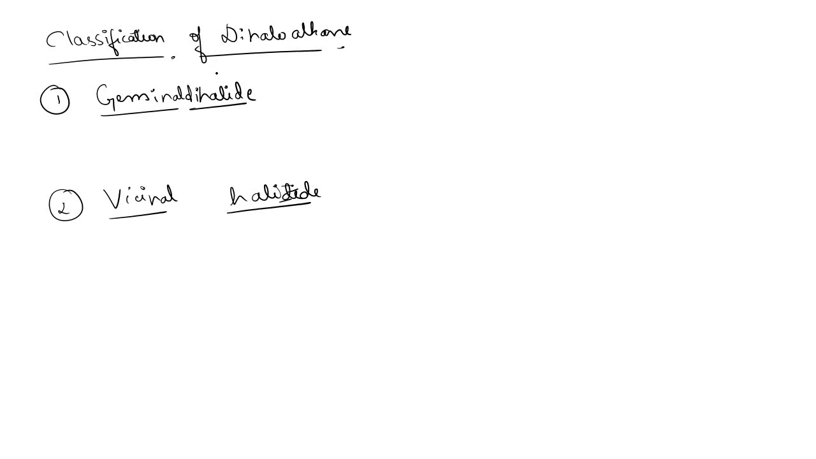So what do you mean by geminal dihalides? When both halogen atoms are present on the same carbon, we call it a geminal dihalide. So what is the definition of dihaloalkanes? When two halogens are present on a compound, we call it a dihaloalkane. Here again it's classified as geminal dihalide and vicinal dihalide. In the geminal dihalide, both the halogen atoms are present on a single carbon atom.